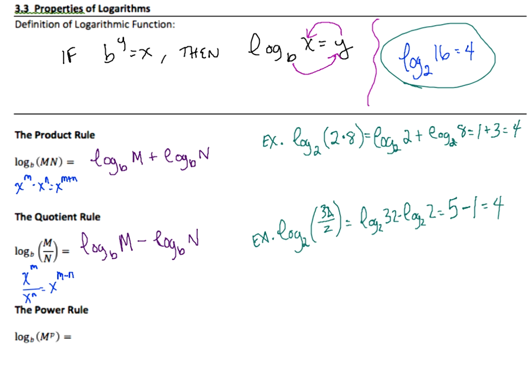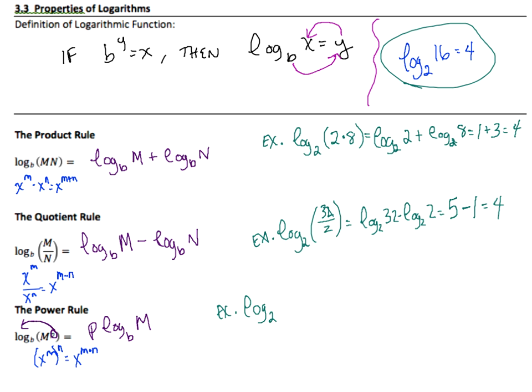You should remember from your exponent rules that when you raise a power to another power, you multiply the exponents. So x to the m, raised to the nth power, is x to the m times n. So you multiply. The logarithmic rule says when I am raising the number I'm taking the log of to an exponent, that exponent comes out front and multiplies with the logarithm. So I have p times log base b of m. And I will give you an example.